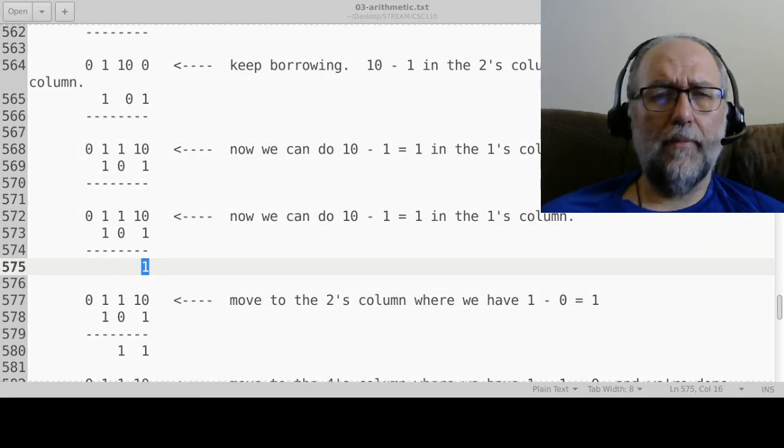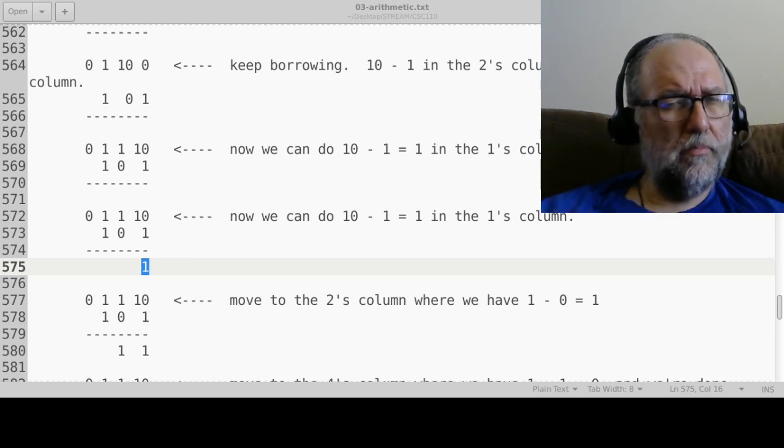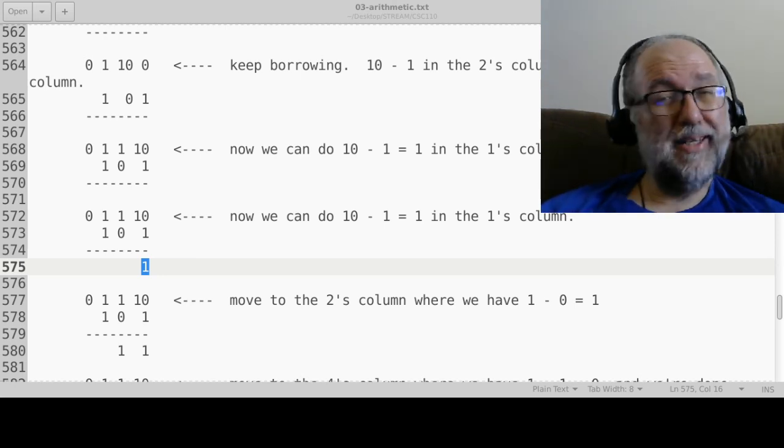All right, so it might have been a little bit confusing because you're used to borrowing in decimal, but it's the same thing.